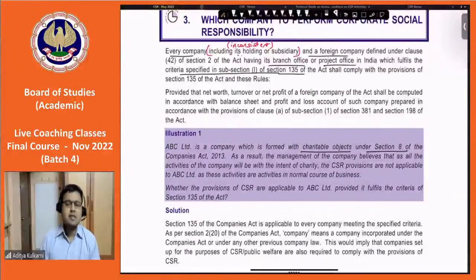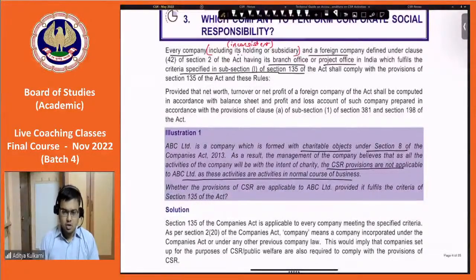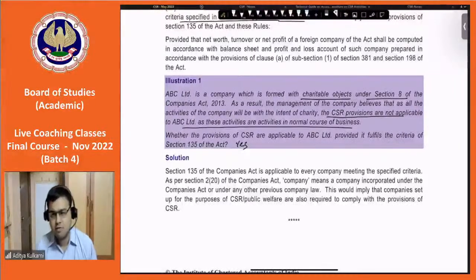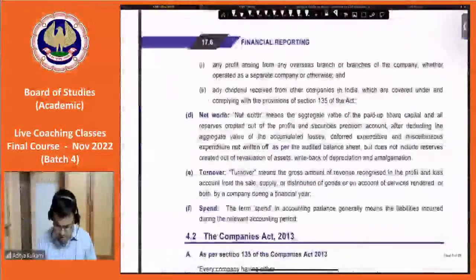Let it do. In spite of that, is CSR applicable? Yes. So, sir, there is no difference between normal activities and CSR. Doesn't matter. It's normal activities; you can disclose that these are our corporate social responsibility activities. But CSR provisions are applicable. So the company contends that provisions are not applicable as these activities are in the normal course of business. Whether the provisions of CSR are applicable, the answer is yes. So even for companies set up for public welfare, CSR provisions would be applicable, provided they fulfill the criteria laid down in section 135. We then move on to the next part. We'll look at these definitions as we move ahead.